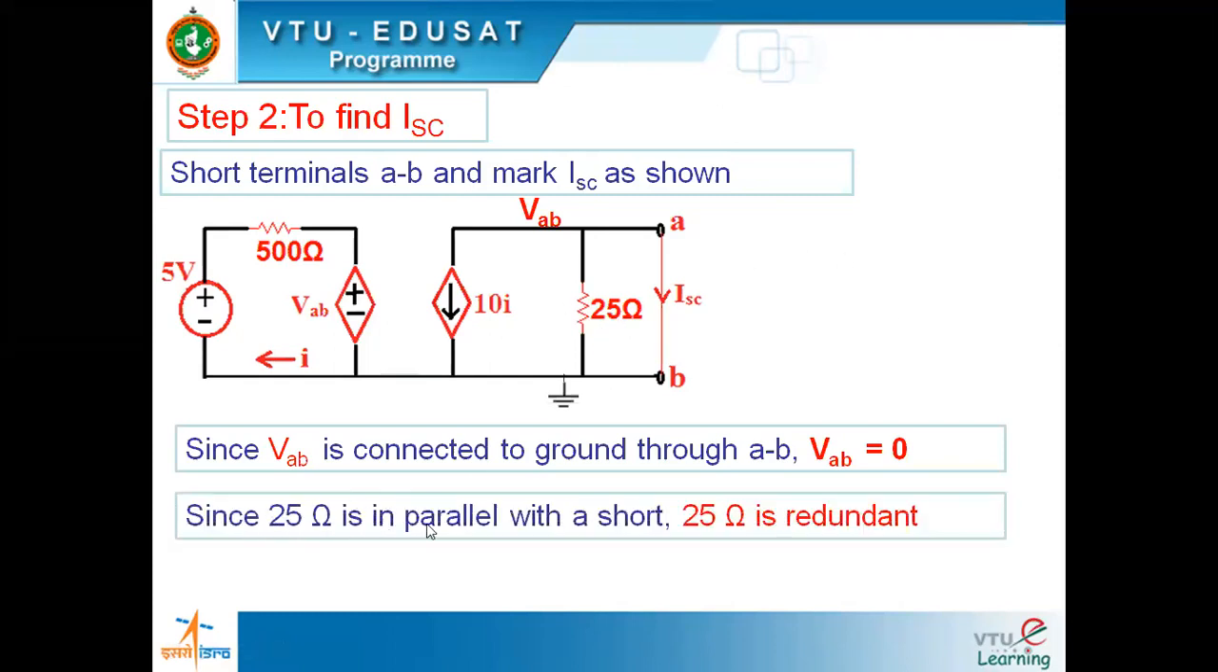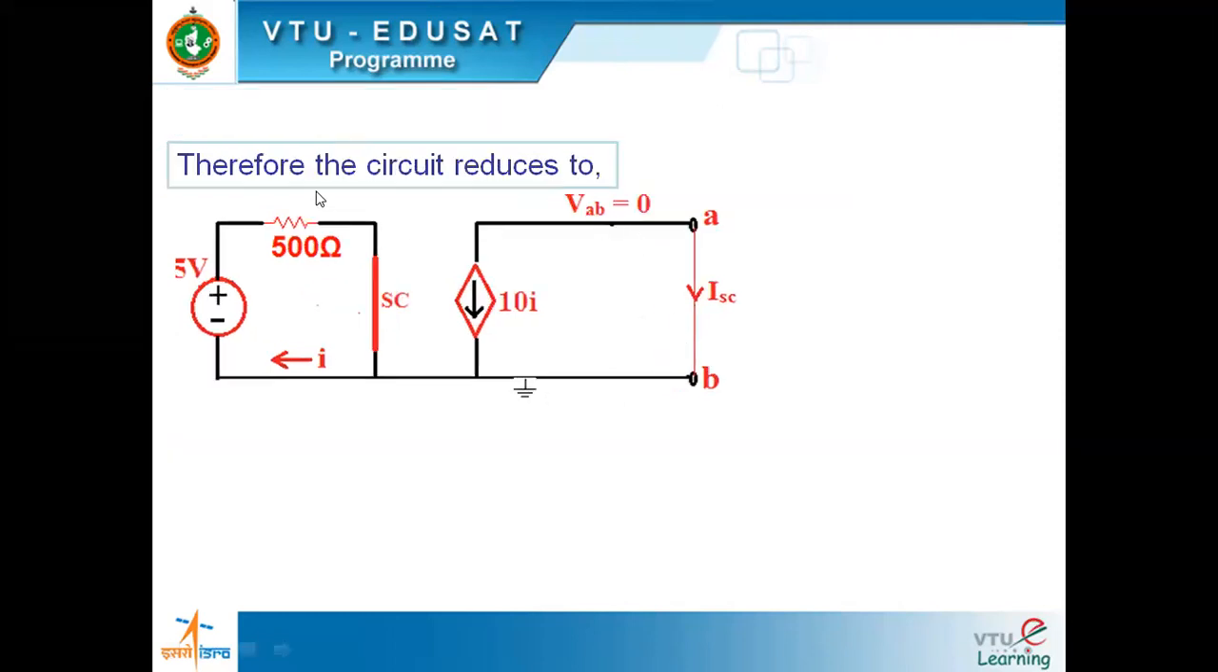Since the 25 ohm is parallel with the short, the 25 ohm is redundant. So this is a redundant resistor. What can we do with redundant resistors, or anything which is redundant? We can ignore them so that the approach becomes much easier. So we have ignored that. Therefore, the circuit reduces to this. We have removed this.